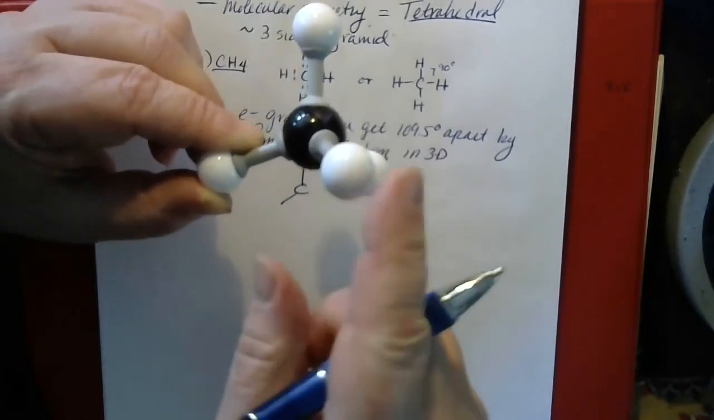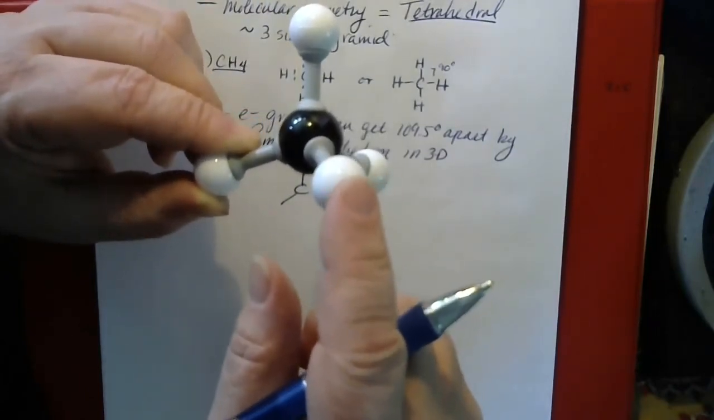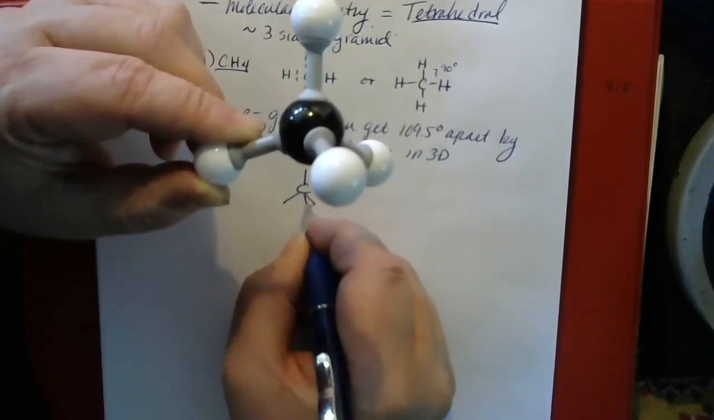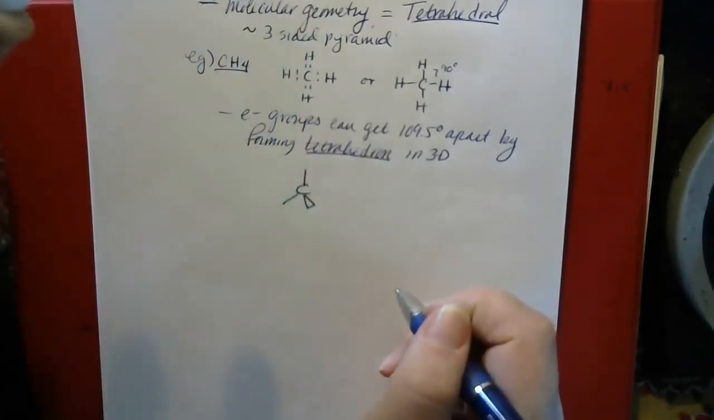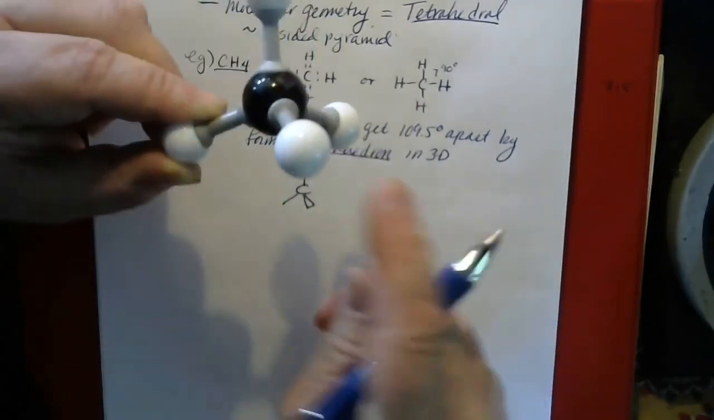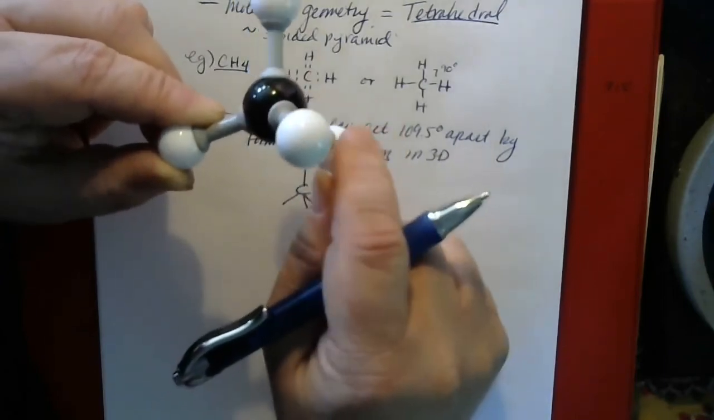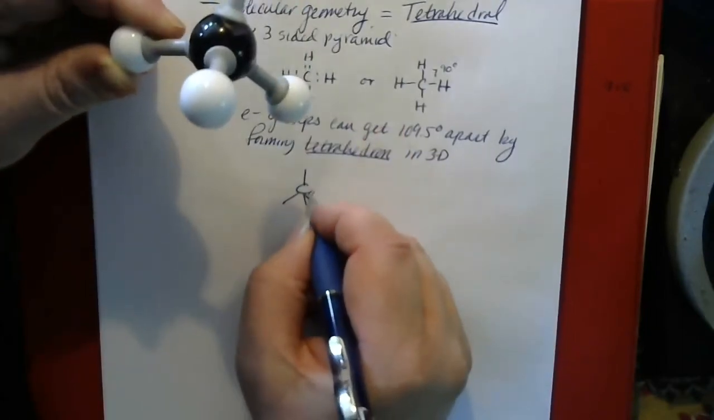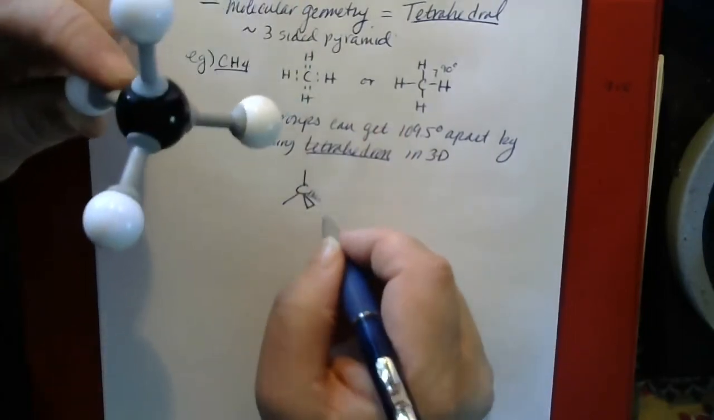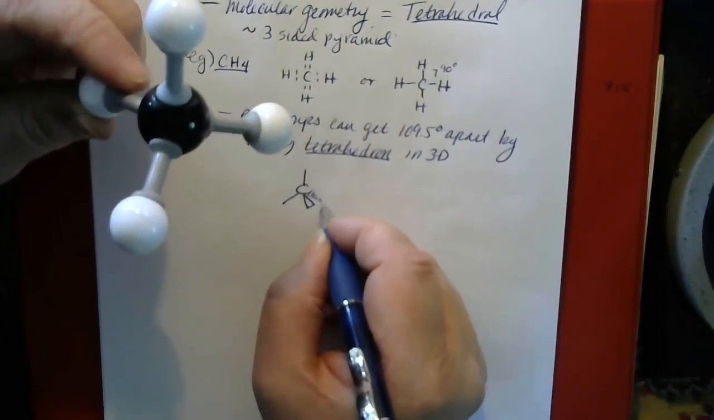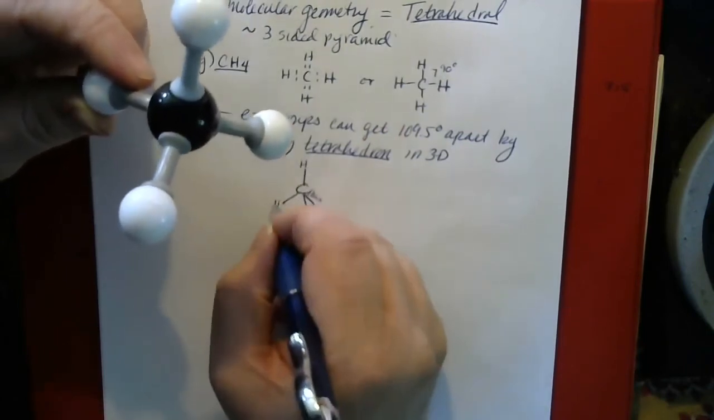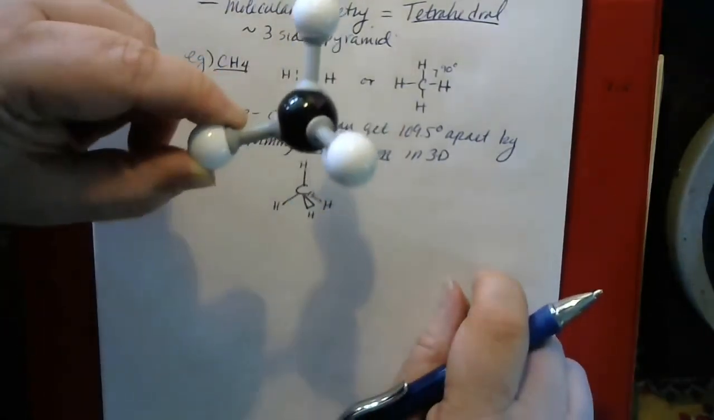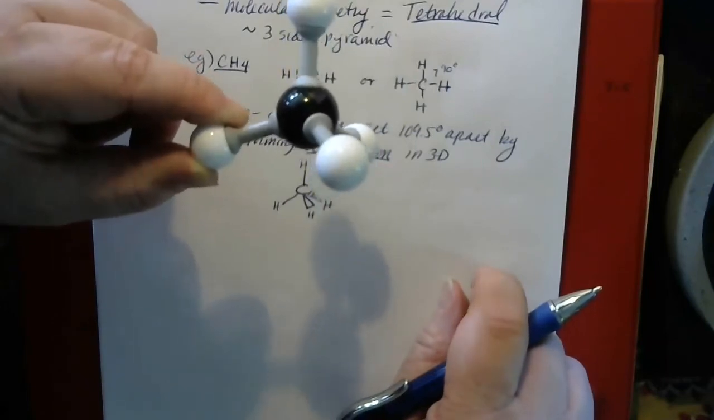And at the same time, you have another bond that's coming sort of downward and towards you. We usually draw those as wedges with the broad end towards you, like that. And then there's another bond that's going down and away from you, this one. And we draw those as a dotted wedge with the narrow point pointing away from you. So that is about my best representation of this molecule here.